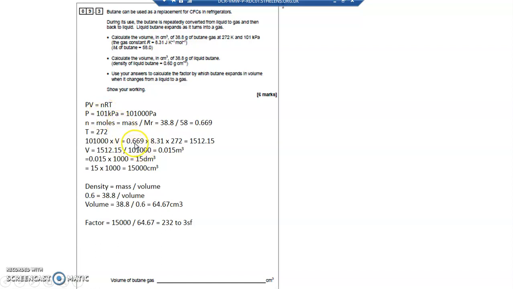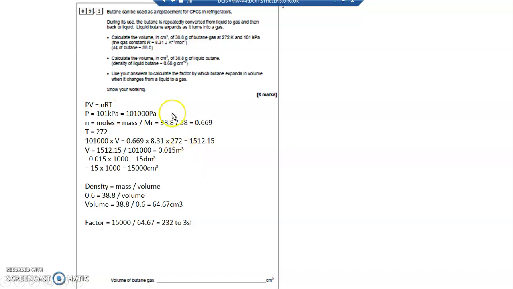N is number of moles. I'll work that as 0.669. 8.31 is the gas constant R, I've been given that. Temperature is 272 Kelvin, and I can work all of that out. It's 1512.15. So 101,000 pascals multiplied by volume is 1512.15. Divide the 1512.15 by the pressure in pascals, 0.015. It comes out in meters cubed, so volume is in meters cubed.